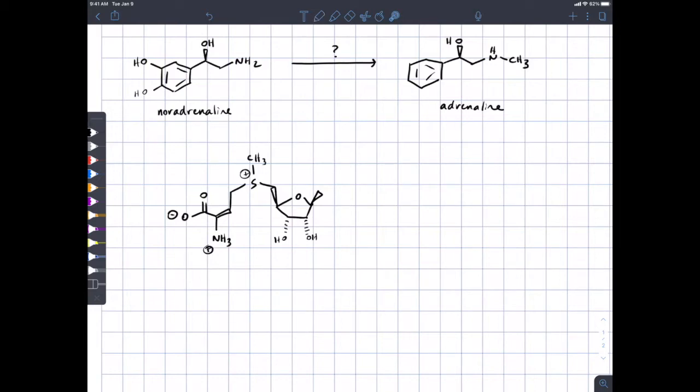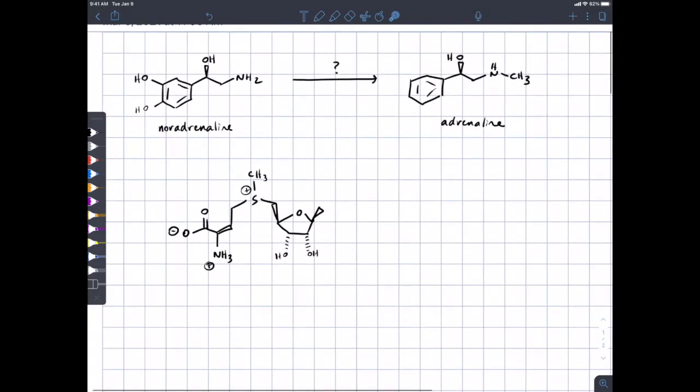So what I've drawn for you here at the top, and don't worry about copying these down, some of these structures are in your text. They'll be in the notes in any case. On the left, you have noradrenaline or norepinephrine, which is a biological precursor to adrenaline or epinephrine. And your body synthesizes this. And the last step is attachment of a methyl group to this nitrogen.